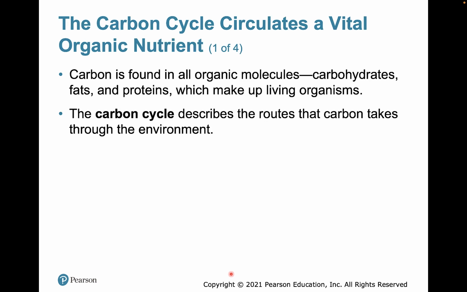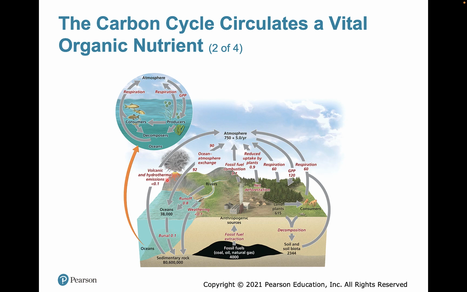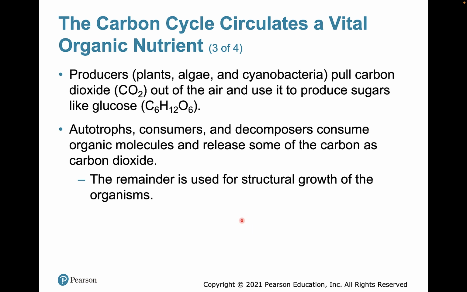The carbon cycle, right? This is a pretty complicated cycle. There's a lot going on here. There's carbon in the ocean. There's carbon in the atmosphere. There's carbon underground in the form of fossil fuels for the most part. Okay, so we talked about how producers pull carbon out and convert it into glucose.